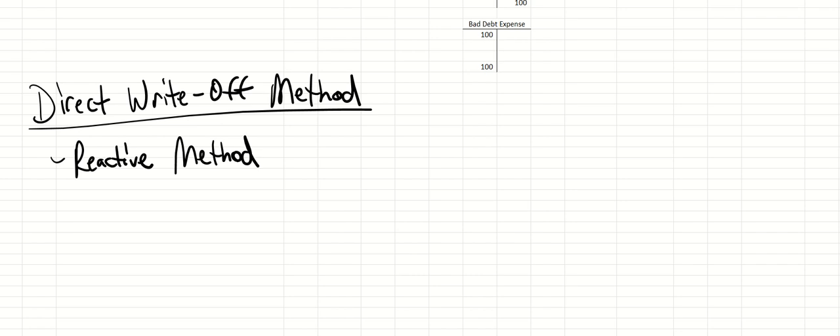This reactive method, quote unquote reactive method, is when the company figures out that they're not going to be able to collect the balance from the customer, they react to it by going ahead and recording the write-off in their books right then and there. So it's a reactive method. Now, because it's a reactive method, it is a non-GAAP method. Okay, GAAP is generally accepted accounting principles. So it's not appropriate under GAAP.